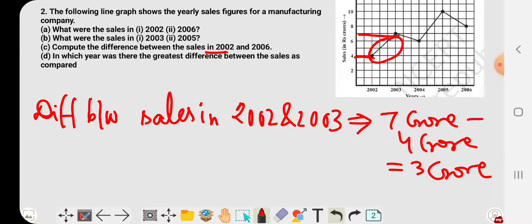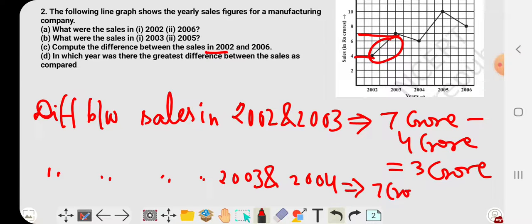Now find the difference between 2003 and 4. Difference between sales in 2003 and 2004. I have told you the easier way to do that, by just looking at the length of the line. Now between 2003 and 4, in 2003 it is 7 crore and in 2004 it is 6 crore. This gives us 1 crore. So this is the difference.